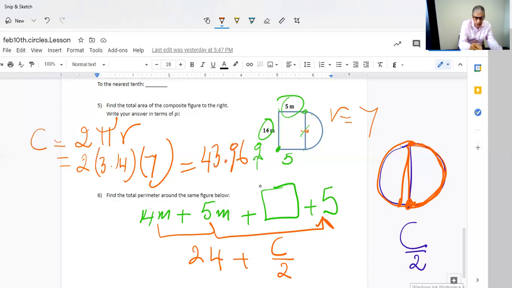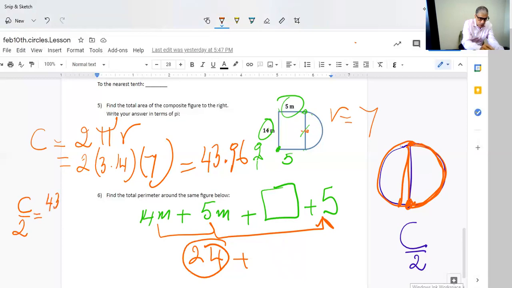43.96. To that, I'm going to add the 24. What did I get for the circumference? Oh, that was my mistake. I didn't divide by 2, right? So that's C is 43.96, which I need C divided by 2. That means I got to do 43.96 and divide by 2 because I only have half of the circle, half the distance around.